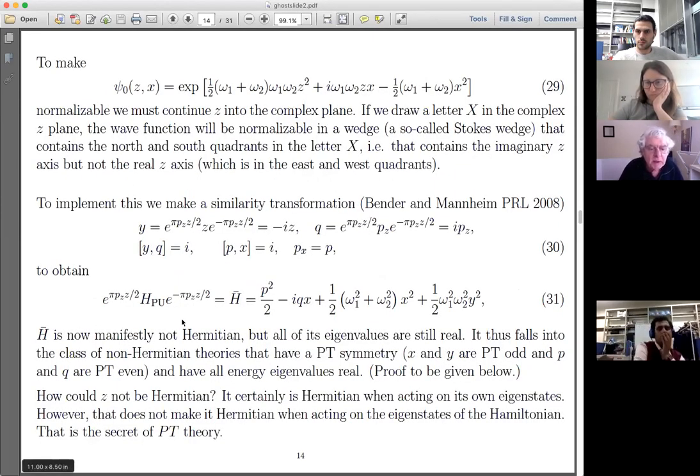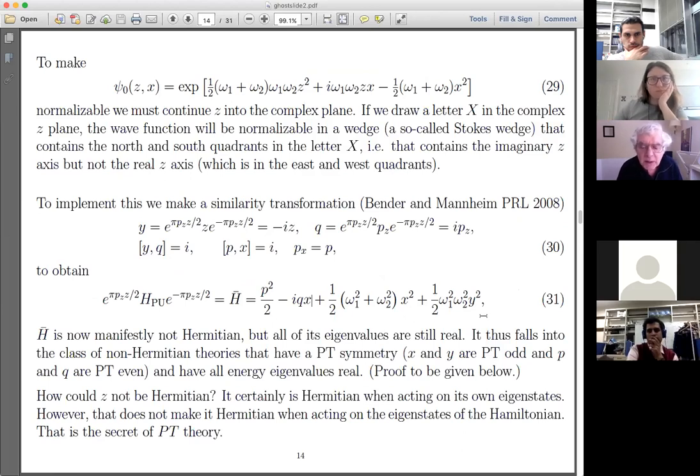Well, any operator that obeys a canonical commutation relation is Hermitian when it acts on its own eigenstates. But that does not make it Hermitian when it acts on the eigenstates of some other operator, such as the Hamiltonian. And that's the secret of PT theory. You need to construct the eigenstates of the Hamiltonian and not the eigenstates of the operators in the Hamiltonian. And that's why you could have a well-behaved Hamiltonian with objects that look like they should have been Hermitian but are not.